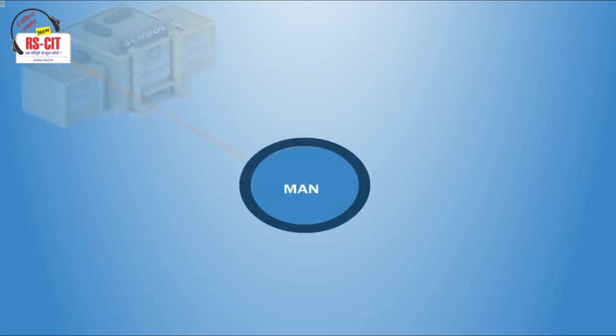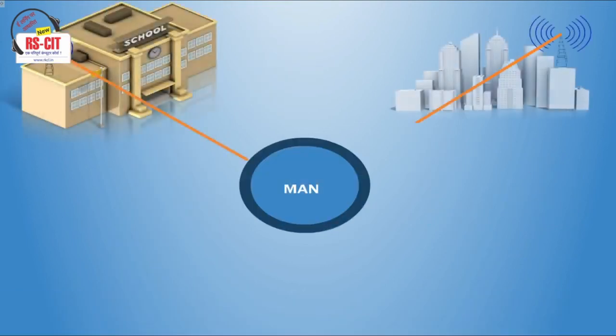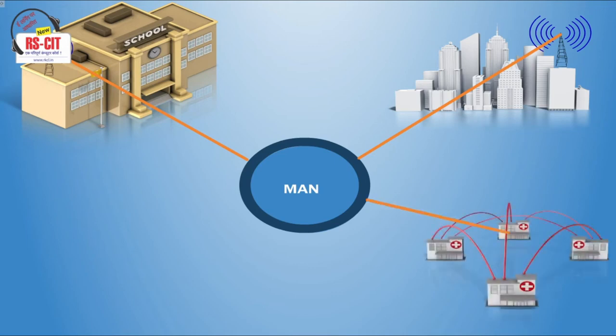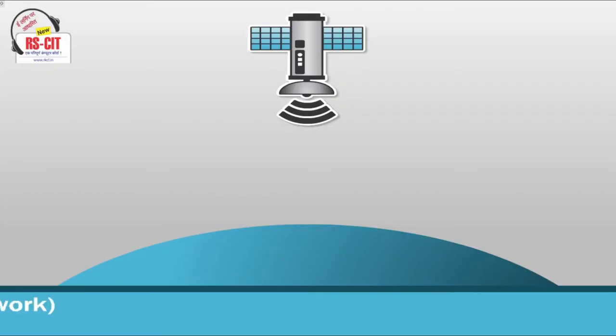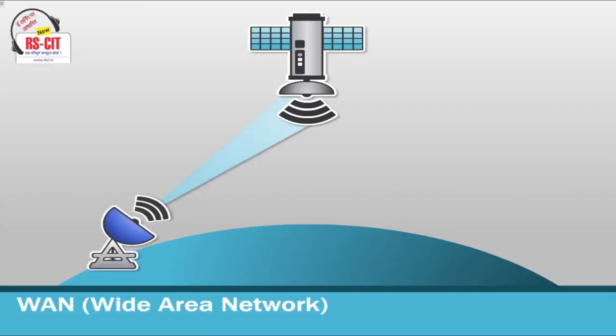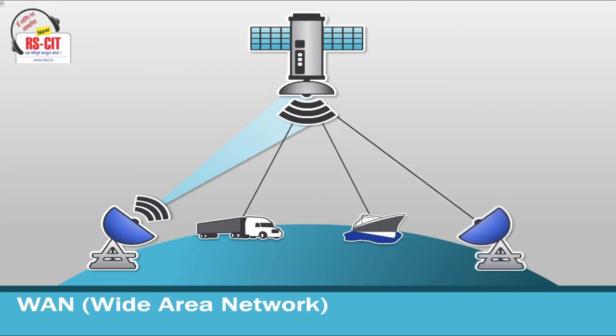MAN, Metropolitan Area Network. Such a network covers a city, for example, cable TV network, WiMAX. WAN, Wide Area Network. Such a network spans a large geographical area, often a country or continent. For example, VPN, that is Virtual Private Network. ISP, that is Internet Service Provider. Cellular telephone network, 3G, satellite communication.